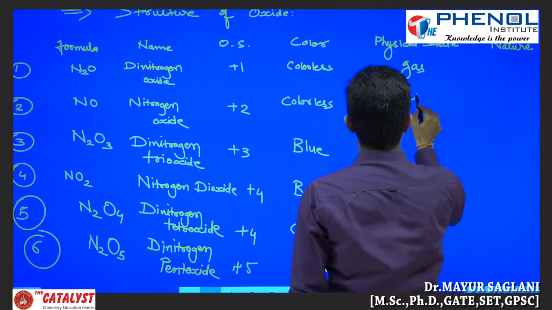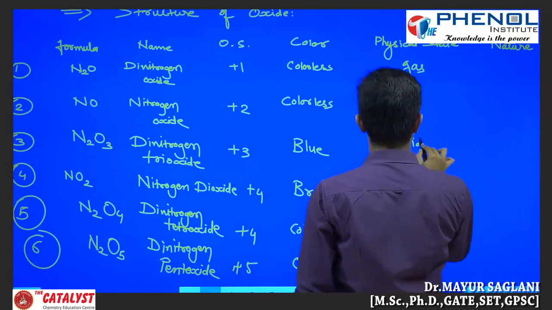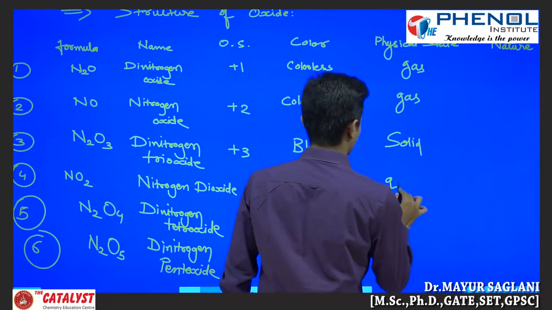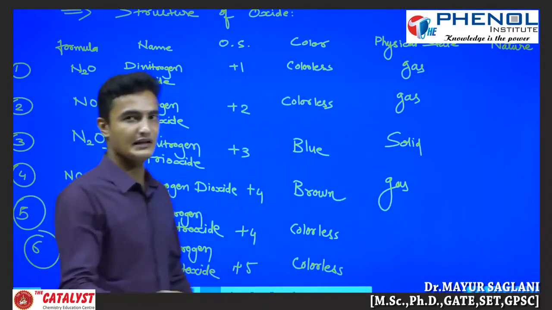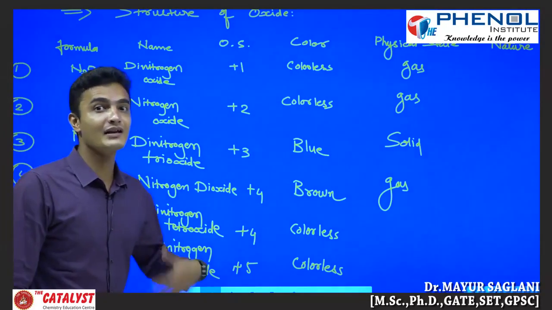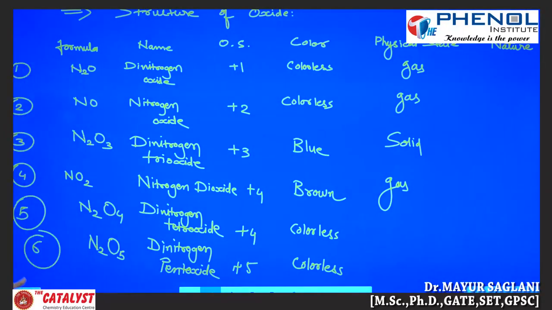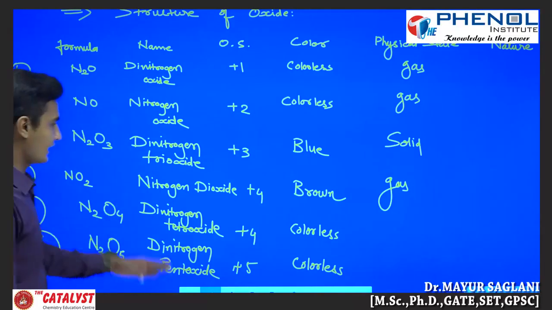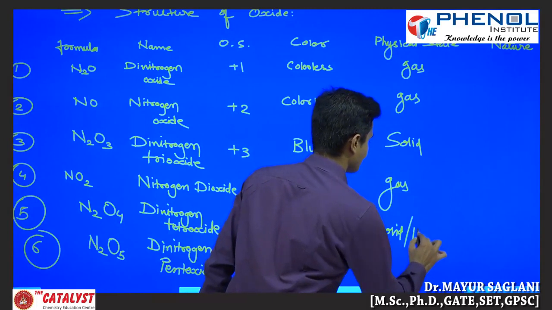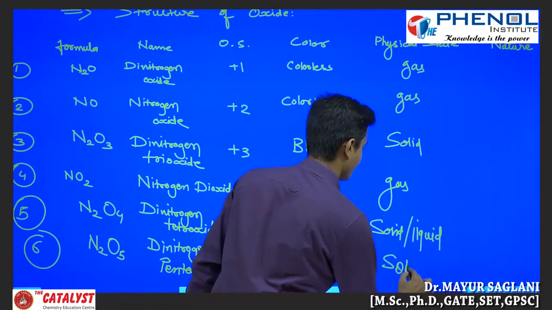Again NO is a gas, but N2O3 is a blue solid, so it is in the solid form. Of course NO2 is a brown gas. We all know that. We have seen it practically even. And even we have inhaled some of the NO2 gas, chlorine gas. We all people have inhaled these gases. N2O4, either it would be in a solid phase or a liquid phase, but it is in the solid phase.